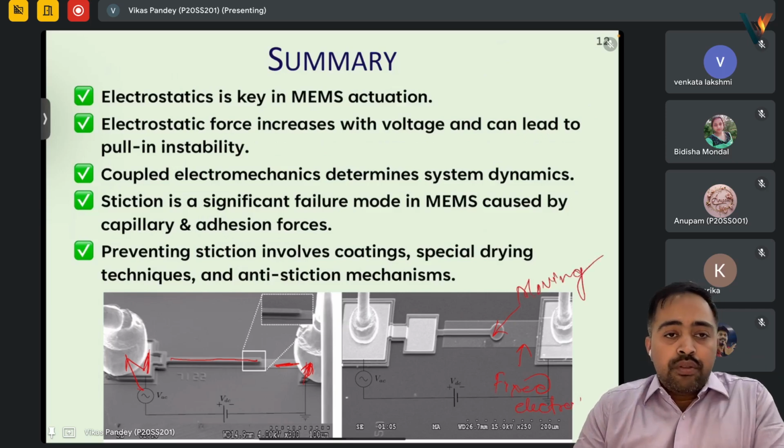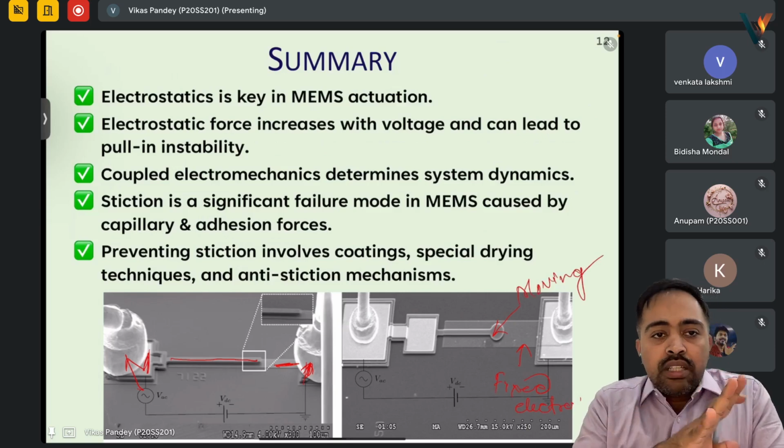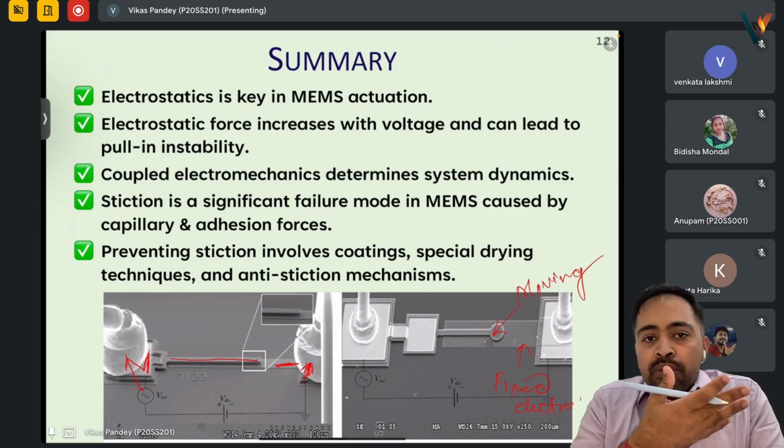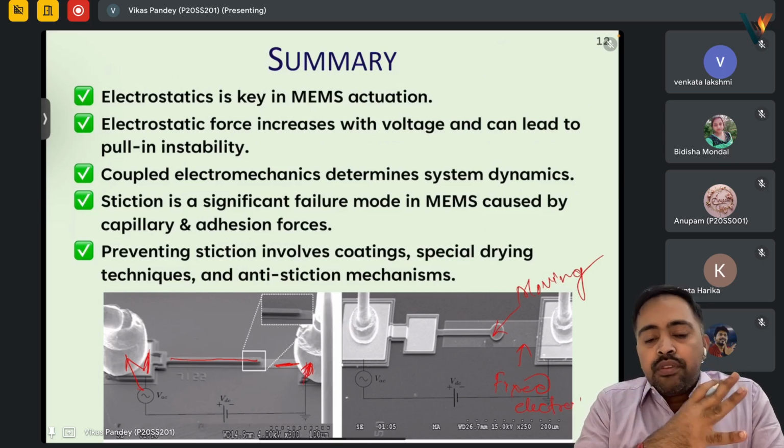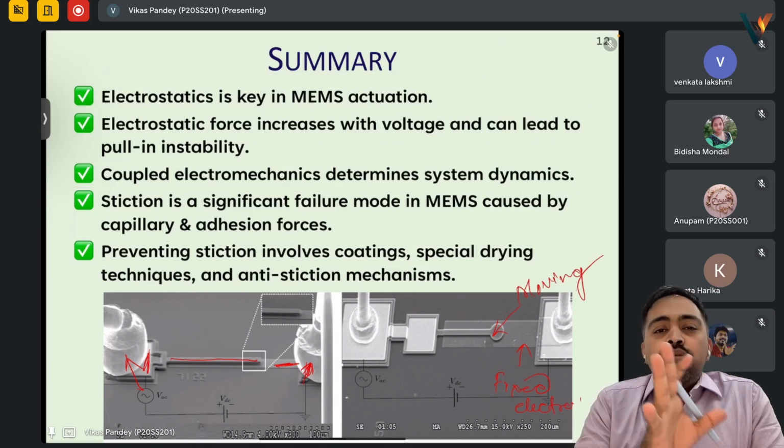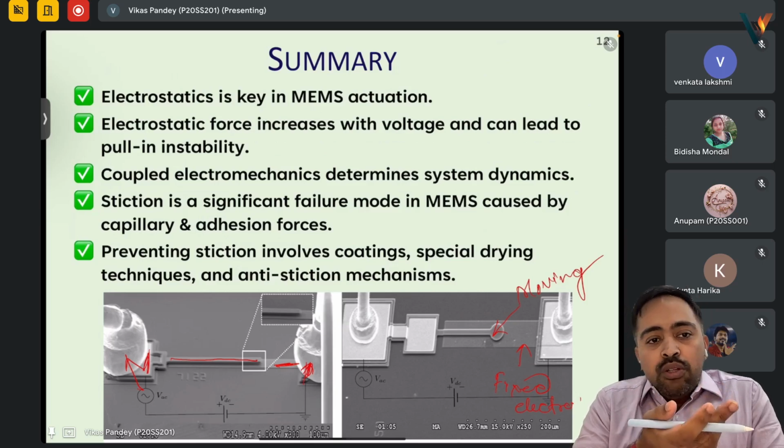So what we have seen is that electrostatics is used in MEMS actuation. It is one of the key forces for MEMS actuation. It increases with voltage and can lead to pull-in instability.